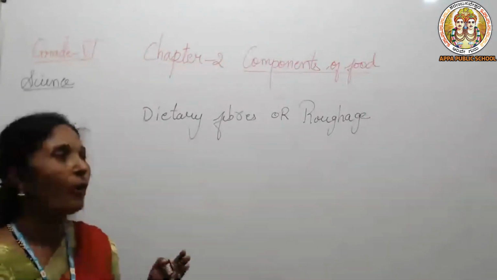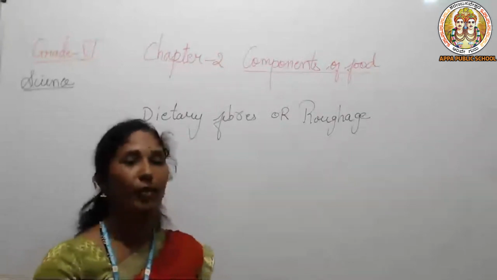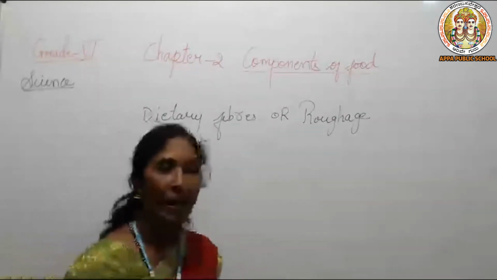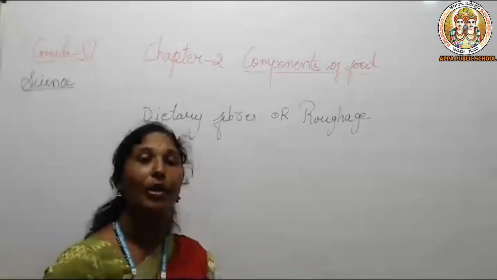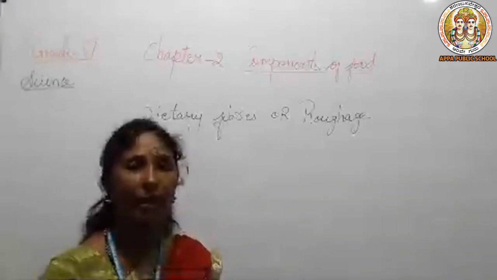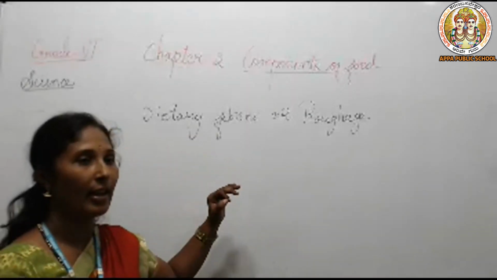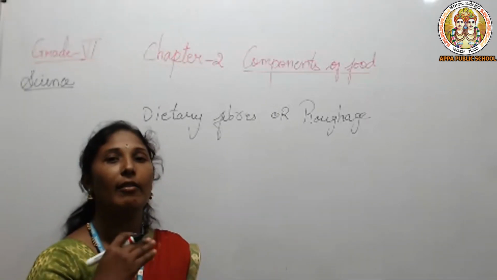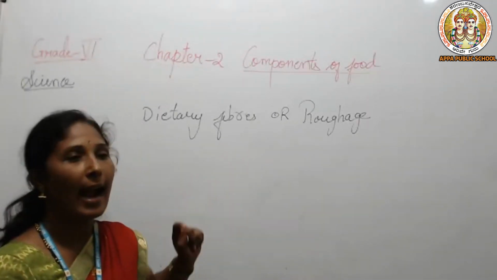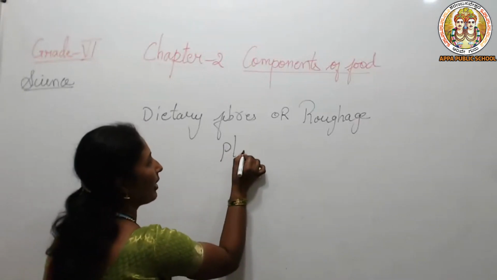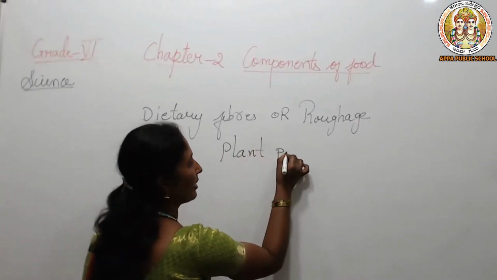Because when we eat, the food is digested, but not all the food is digested. Some food is left over, so waste material is present in our body. To remove that waste day to day, we require dietary fiber. Dietary fiber helps us get rid of unwanted waste. We get dietary fibers only from plants, from plant products.